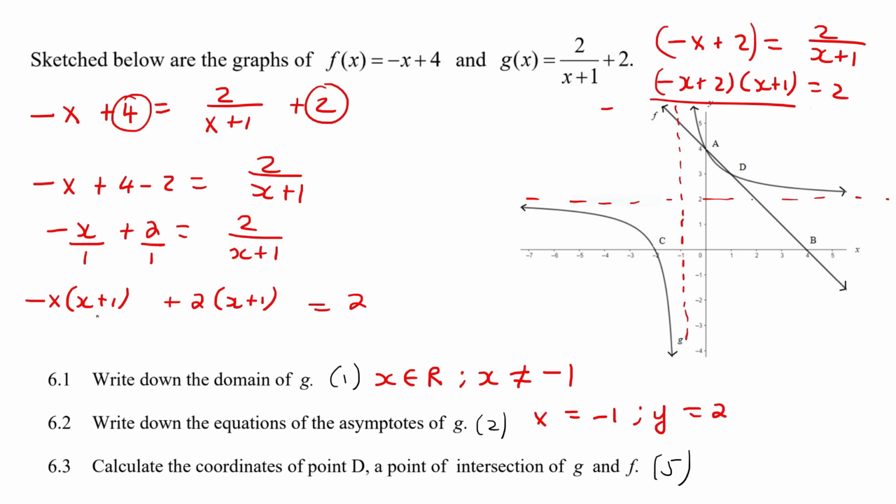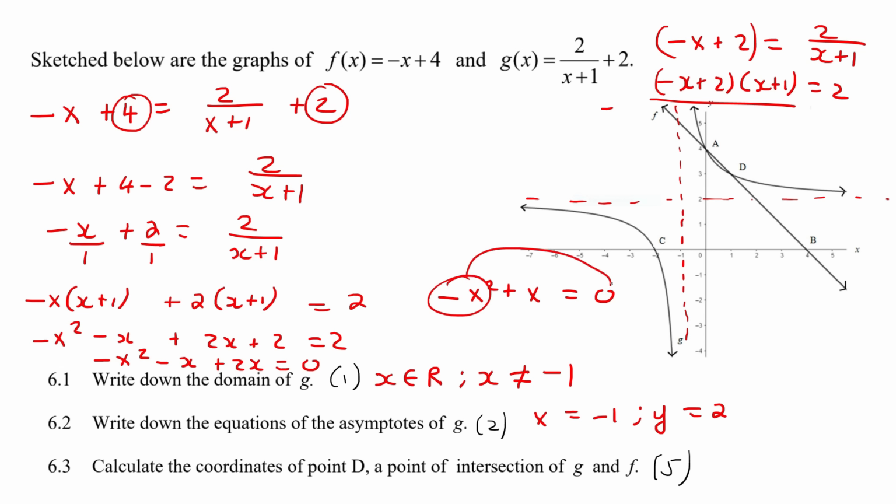Okay, so I'm going to multiply this out now. That'll be negative x squared take away x plus 2x plus 2 equals 2. These two can both cancel, and so on the right hand side, we're now going to have a 0. So we're going to have minus x squared minus x plus 2x equals 0. Now, this minus x and plus 2x just becomes x. So we can say minus x squared plus x equals 0.